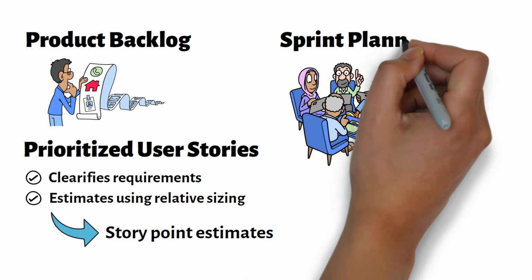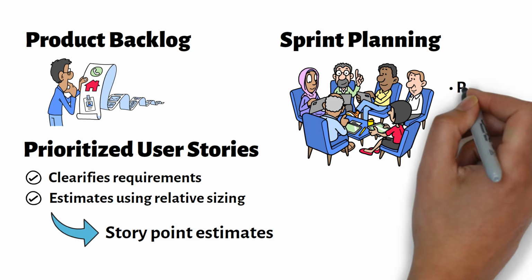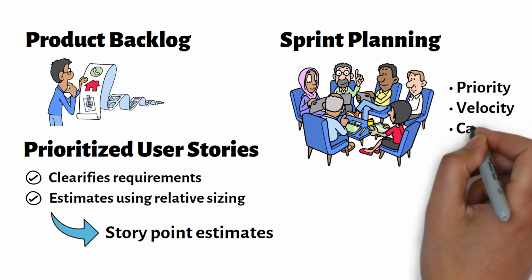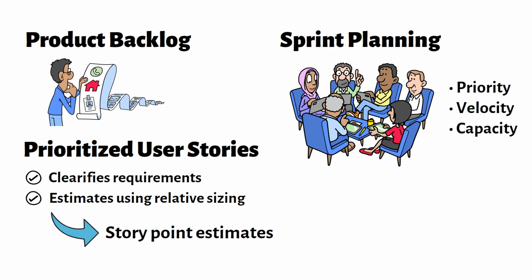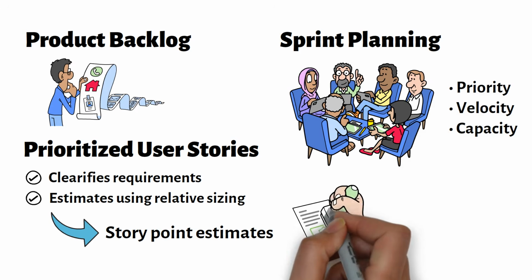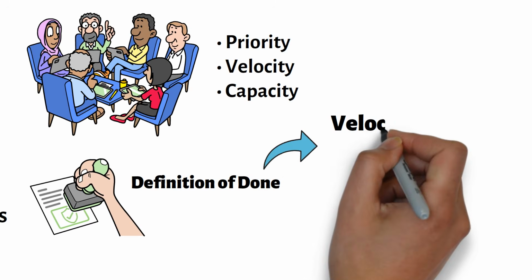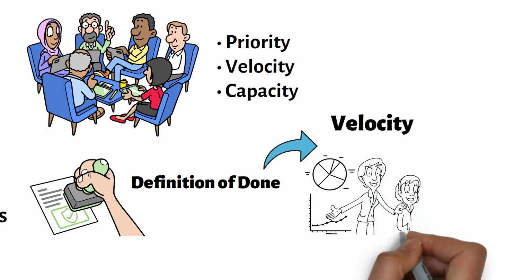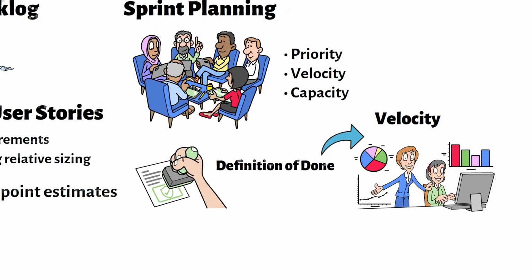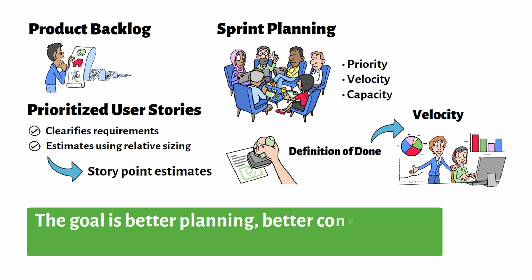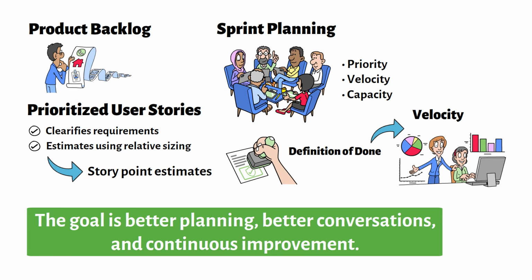During sprint planning, the team selects a realistic workload based on priority, velocity, and capacity. During the sprint, the team completes stories according to the definition of done. Completed story points create velocity. Velocity then helps the team forecast future delivery. The goal is better planning, better conversations, and continuous improvement.